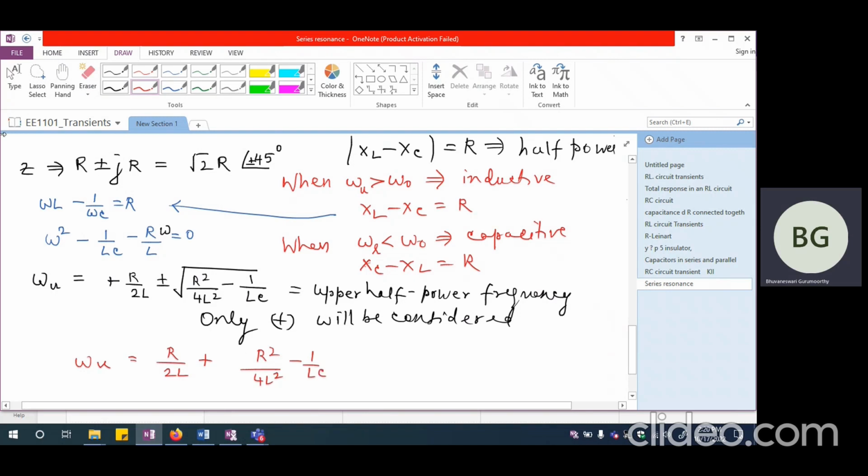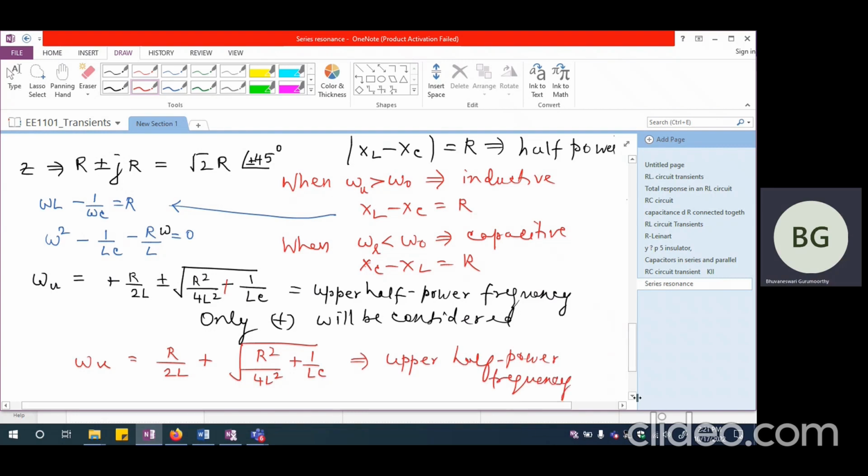Is it minus or plus? Because of the 4AC, this should be plus. So plus 1 by LC, square root of this. So this is going to be the upper half power frequency.